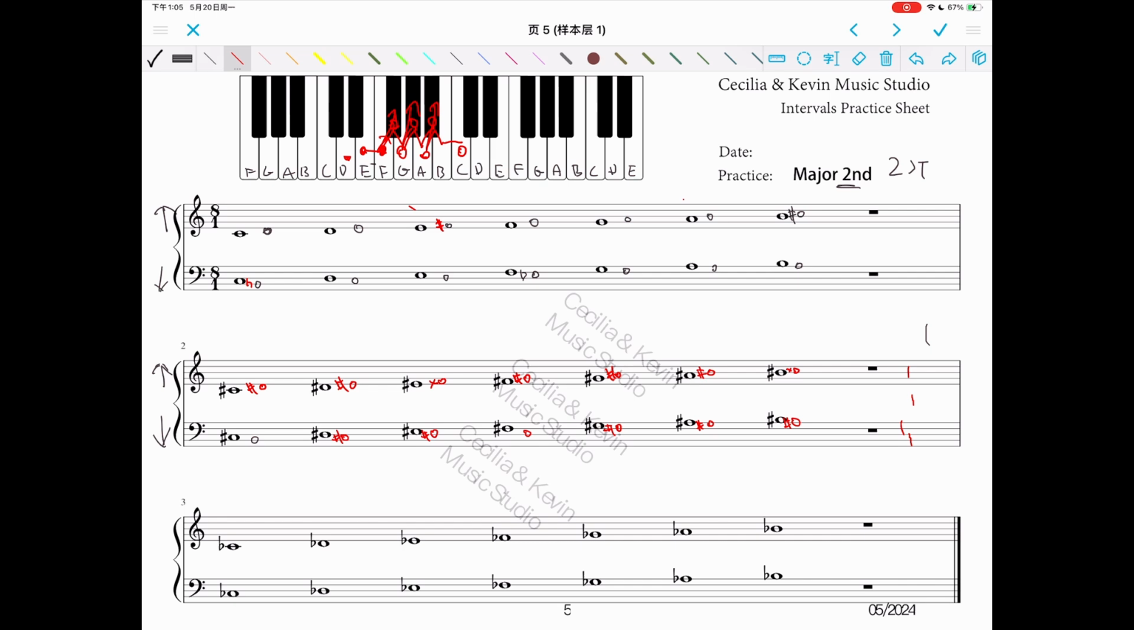Next, we'll be moving on to the next part. So let's see.